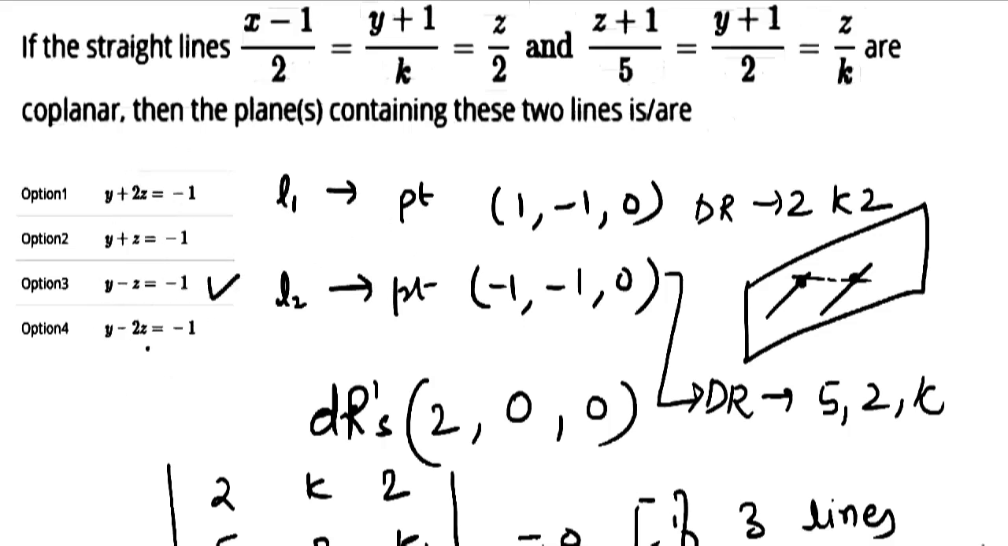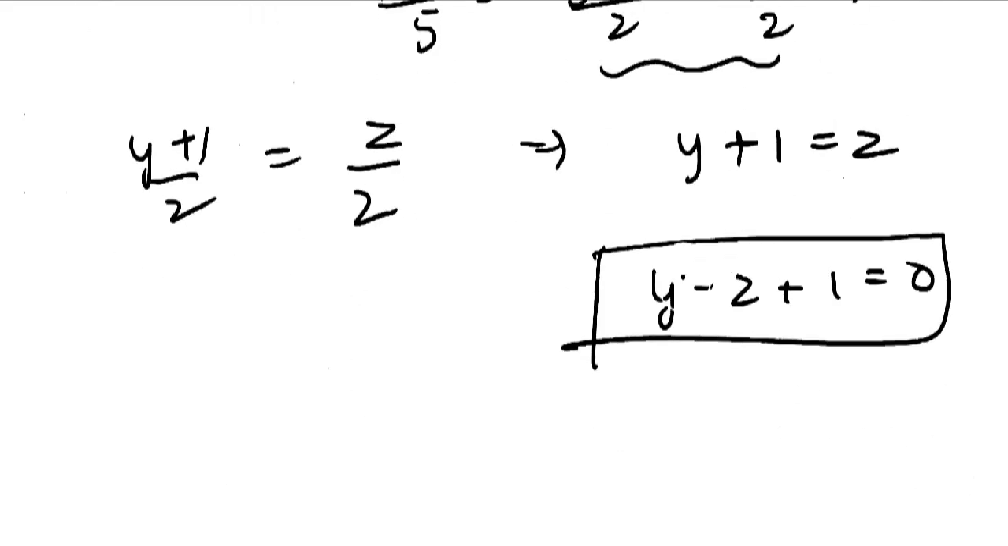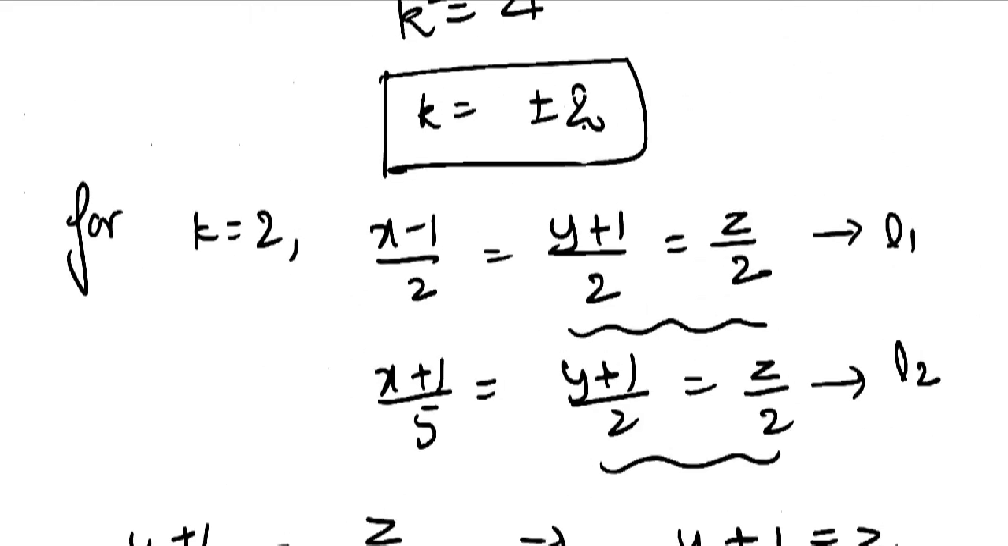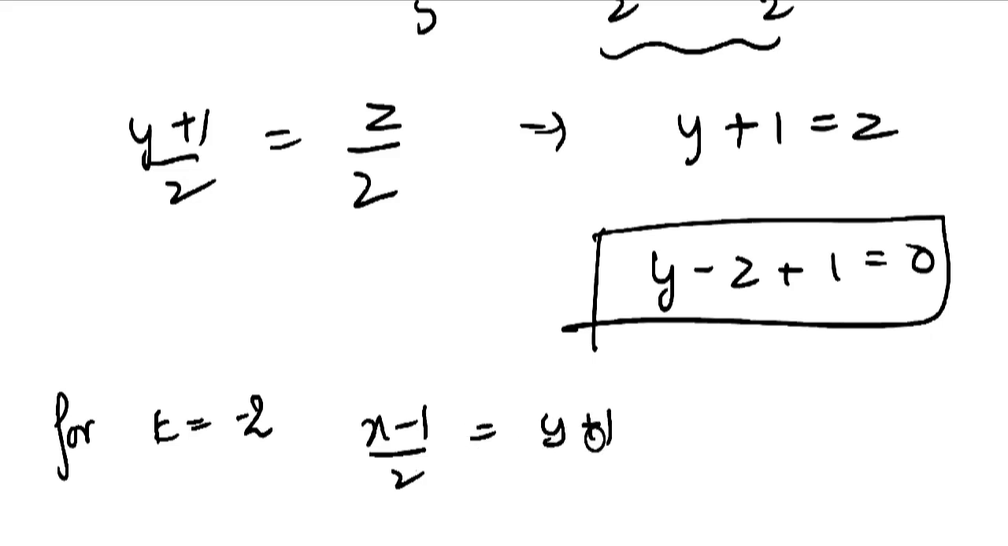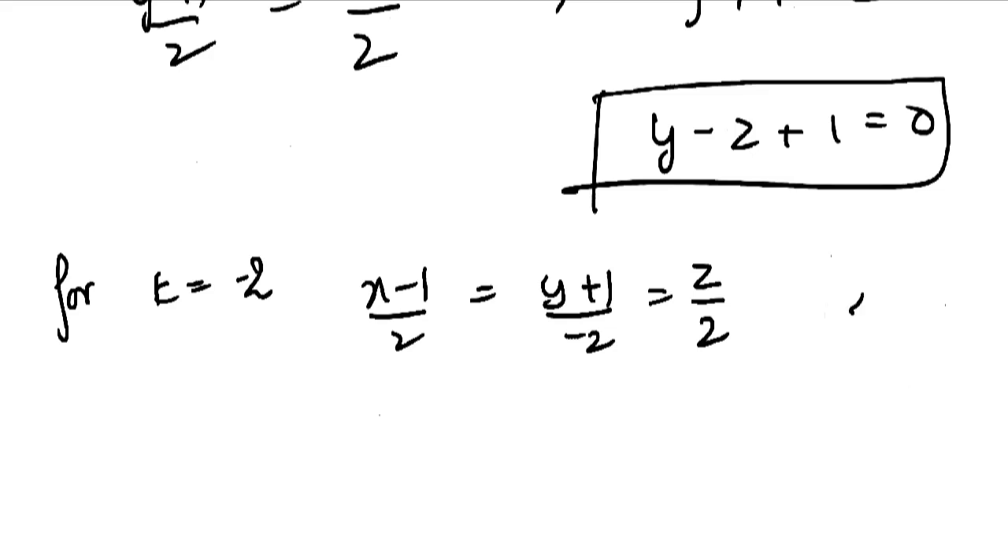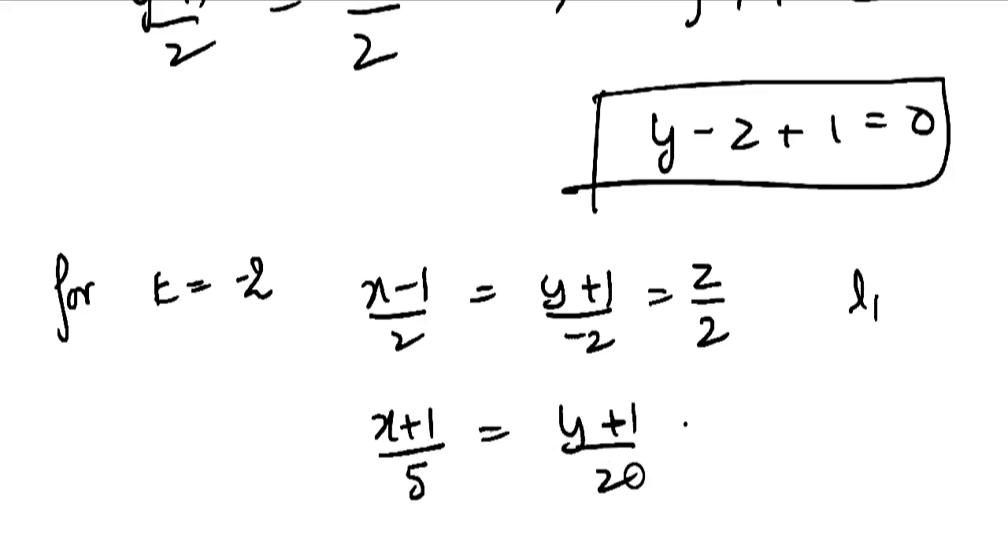Now we will check the other two also, because we have one more value of k, that is minus 2. So for k is equal to minus 2, our lines' equations will become (x minus 1) upon 2, (y plus 1) upon minus 2, and z upon 2. This will be our line 1, and the second line will become (x plus 1) upon 5 is equal to (y plus 1) upon 2 is equal to z upon minus 2.